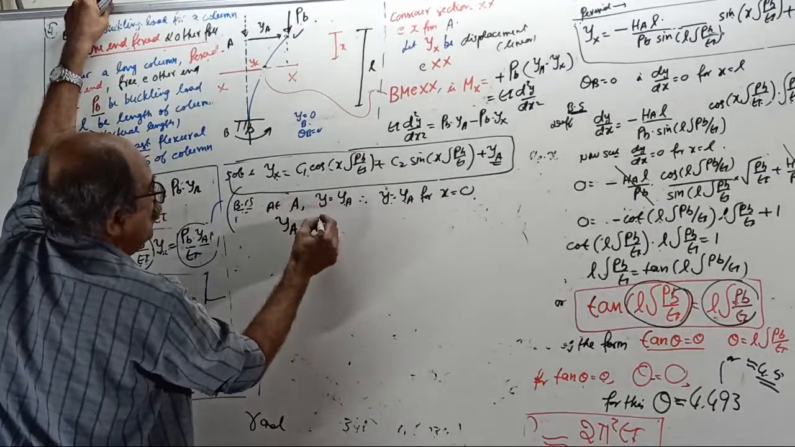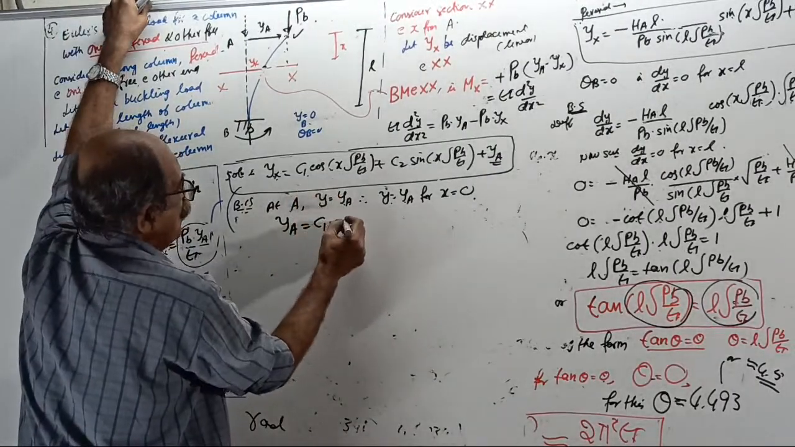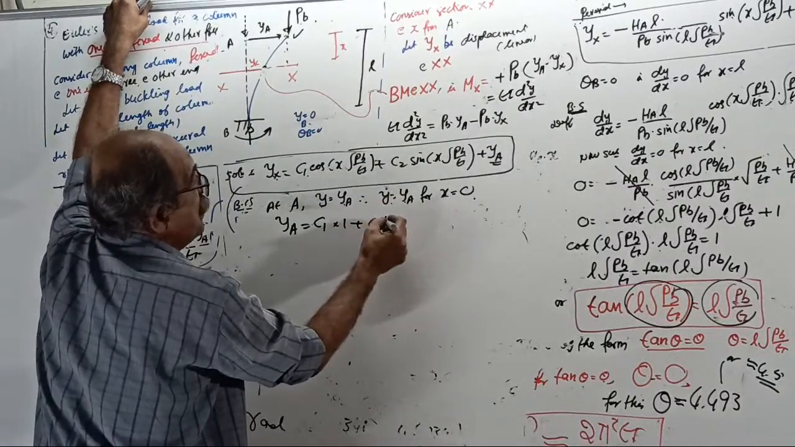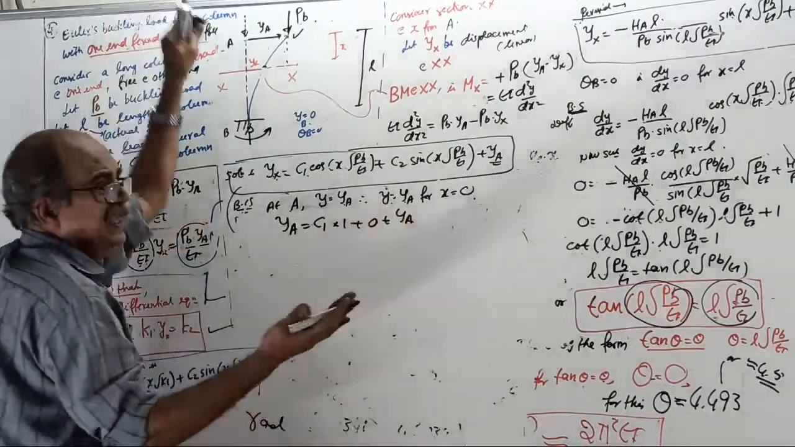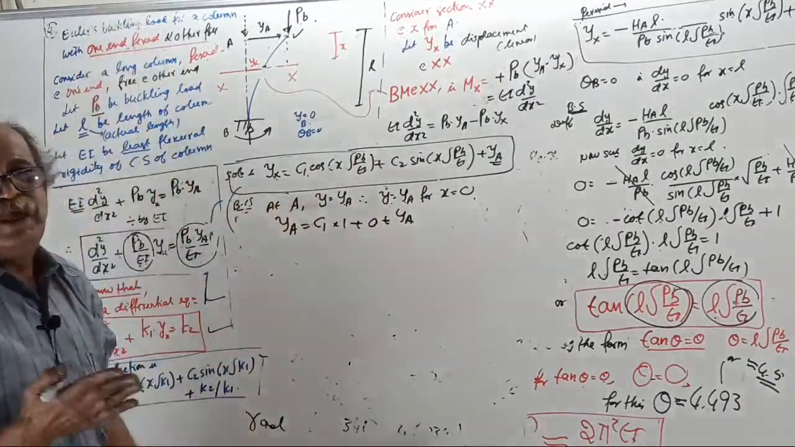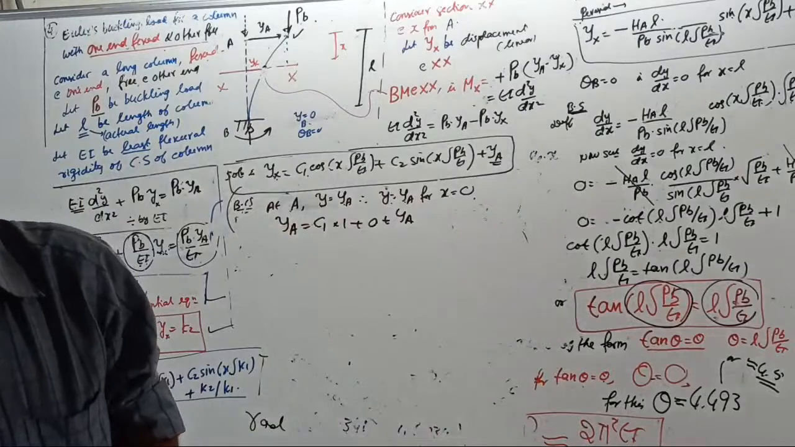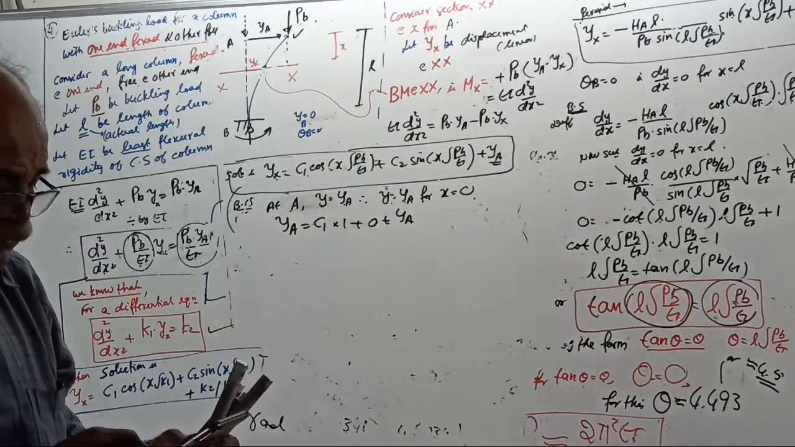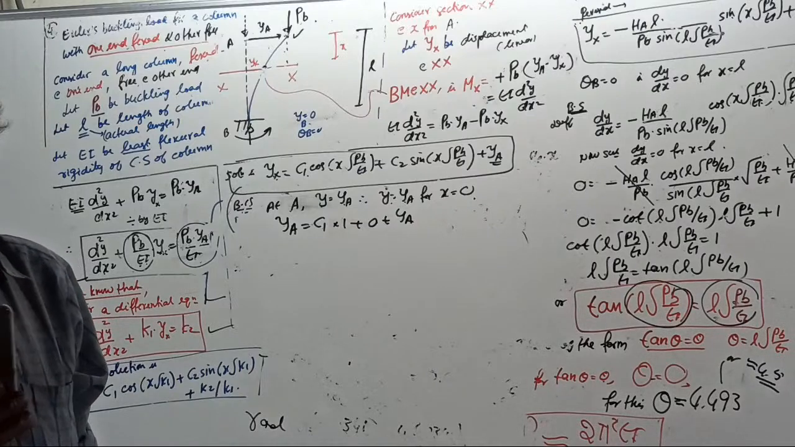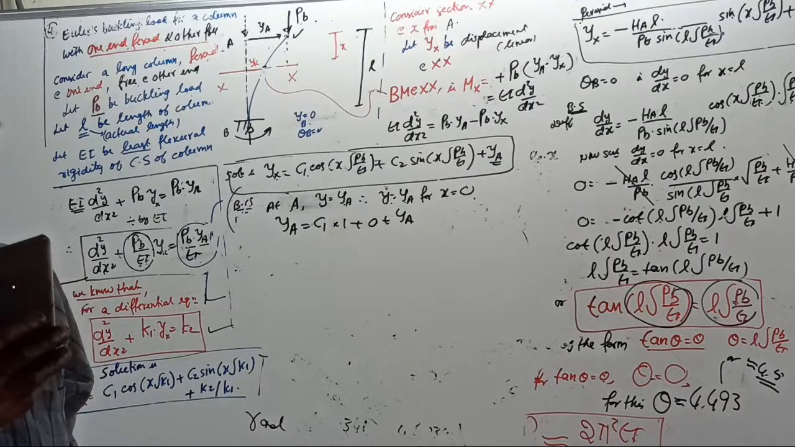YA equal to C1 into cos 0. Cos 0 is 1, plus this is 0, plus YA. See, when X equal to 0, Y is not 0. Y equal to YA. Did you get the mistake now? Tell me, is it clear or not now? What blunder is made? Not actually a blunder only.